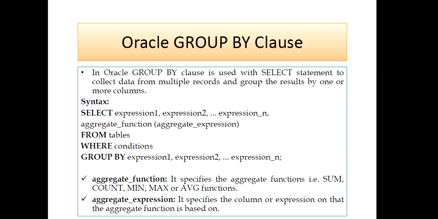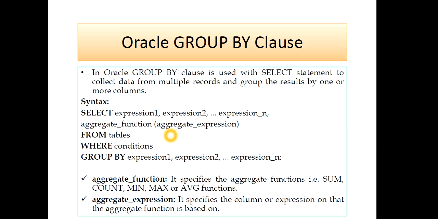And the syntax for this: select expression 1, comma expression 2, as many expressions as you want, up to say expression n, comma aggregate function. This is very important. Aggregate function under bracket aggregate expression. I will discuss them first. From tables where conditions then group by expression 1. Expression 1 is this one, comma expression 2 is this one, up to expression n.